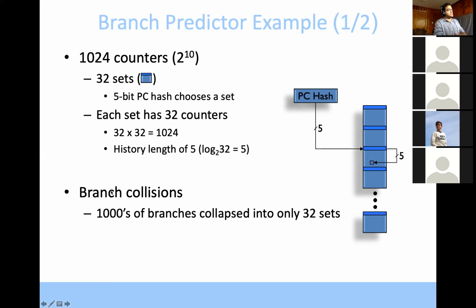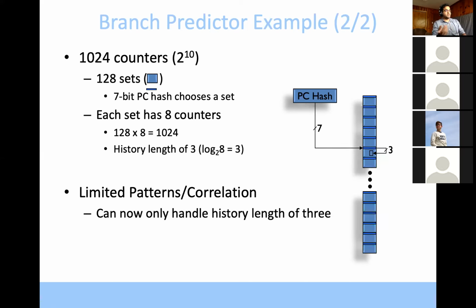Now the disadvantage of this, of course, is that you have thousands of branches collapsed into only 32 sets. So you'll have a lot of branch collisions. You can go the other way, where you go to 128 sets, so 7 bits are used to choose a set, but now you only have about a history length of 3, right? You only have 3 bits left in the 2-part-10. So you can have about a history length of 3.